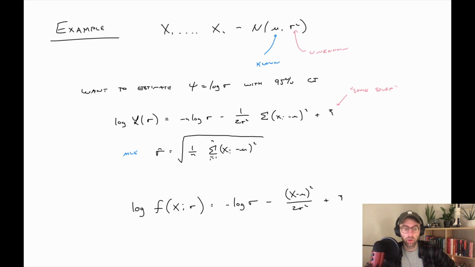Okay, so I also have the log of the density here. And again, I have some stuff here. Again, that's where the 2 pi is going to be, because we're about to take a derivative and it's going to go away. So I'm not too worried about it.